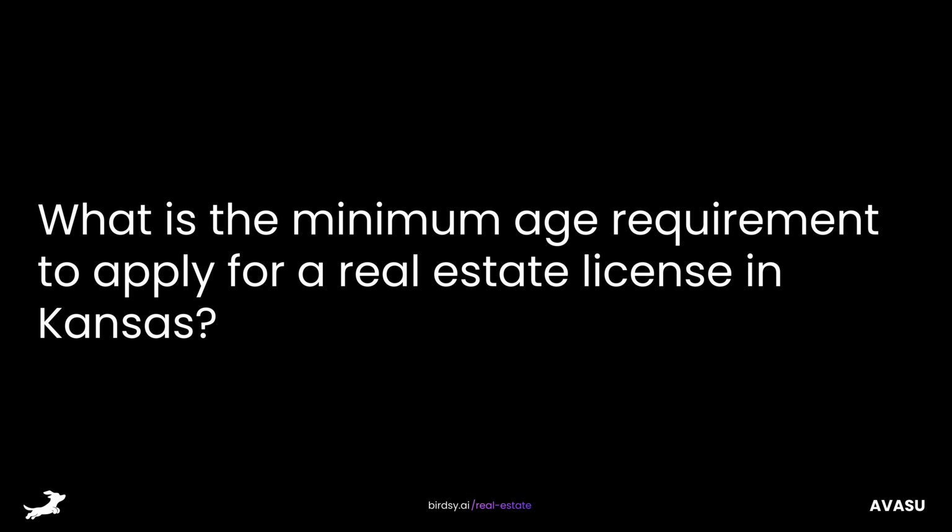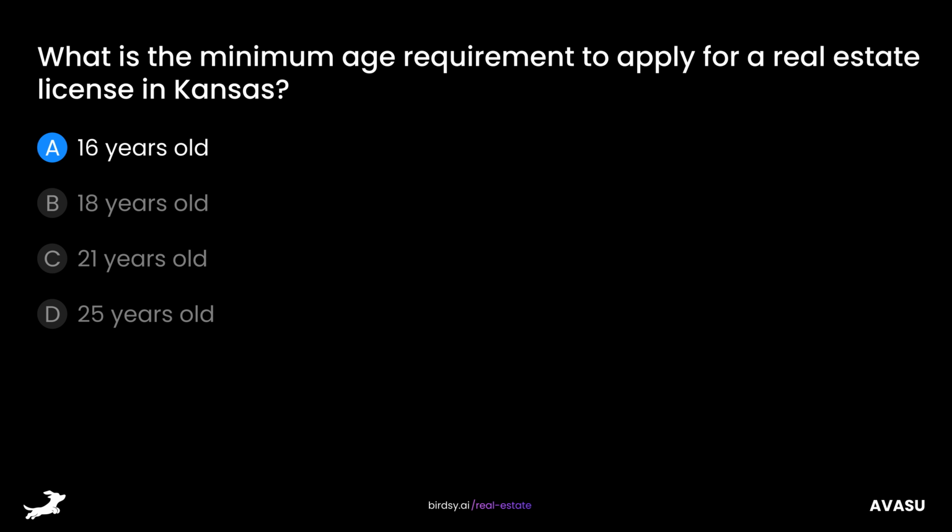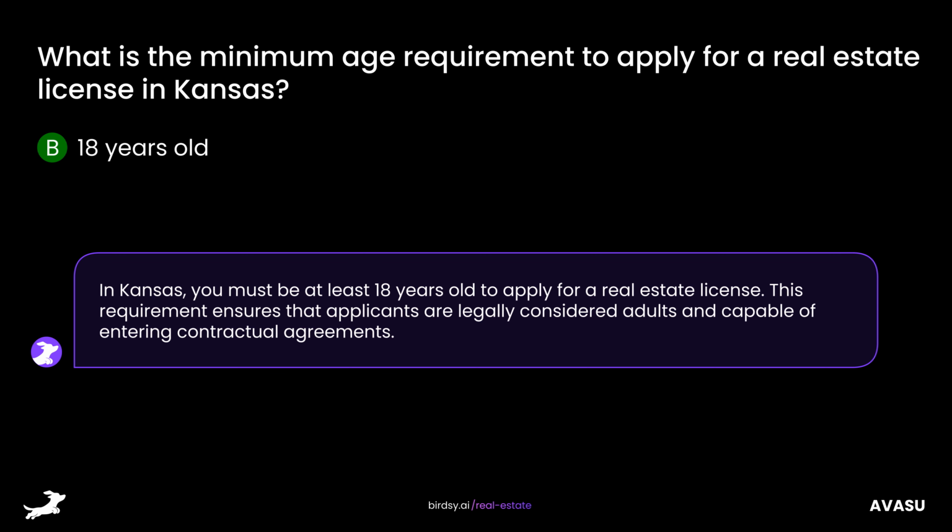What is the minimum age requirement to apply for a real estate license in Kansas? Is it A, 16 years old, B, 18 years old, C, 21 years old, or D, 25 years old? The answer is B, 18 years old. In Kansas, you must be at least 18 years old to apply for a real estate license. This requirement ensures that applicants are legally considered adults and capable of entering contractual agreements.